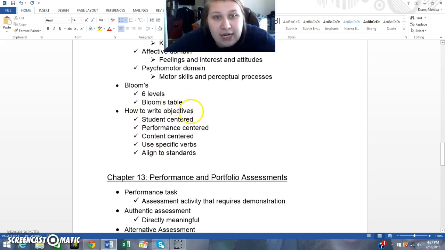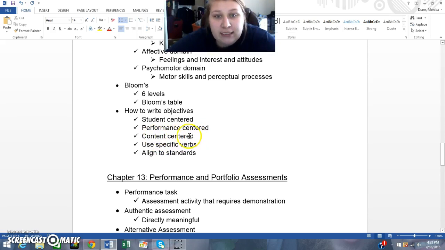Okay, how to write objectives. You can have a student-centered objective, a performance-centered, or a content-centered objective. And if it's student-centered, it's more about the student. If it's performance-centered, then it's more about what the student can do when they finish the lesson.